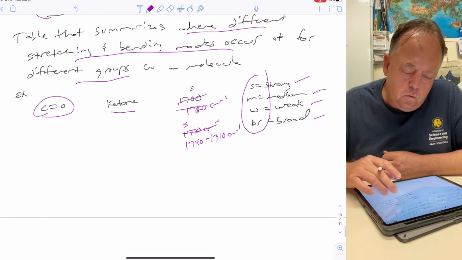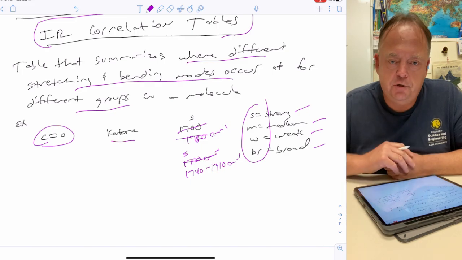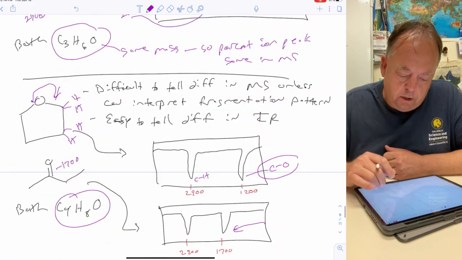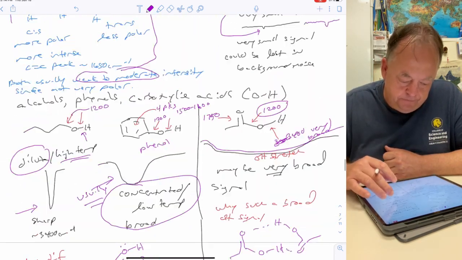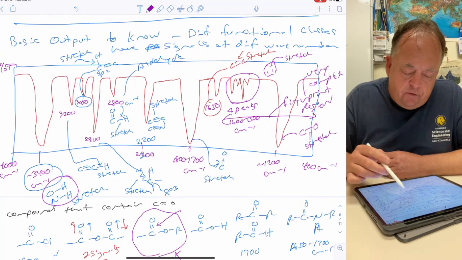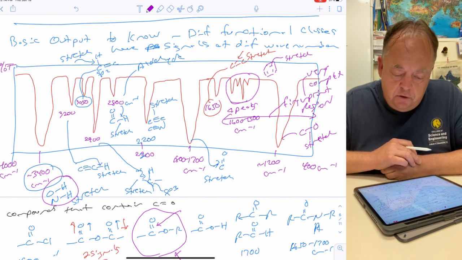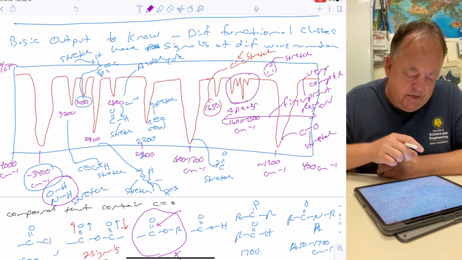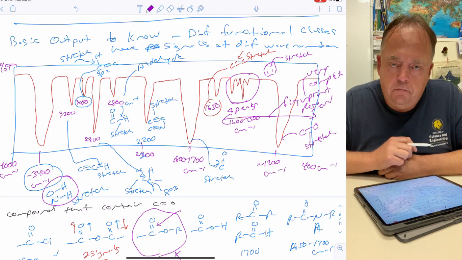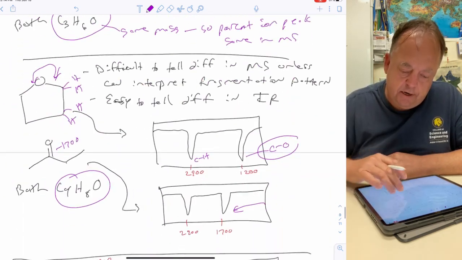And so when you're solving IR problems, you'll have a correlation table that you can look at to look up where all of these different peaks are. But this is not that much information. I recommend just memorizing it, especially for those of you who want to go on to medical school, dental, or pharmacy school and have to take the PCAT. You would be expected to have this information and that table memorized. Okay, so that's the basics of IR spectroscopy.